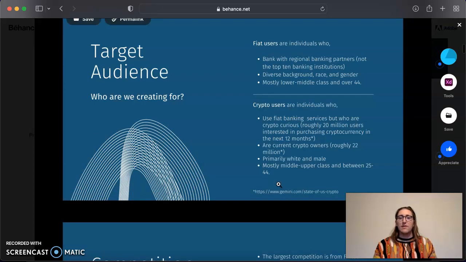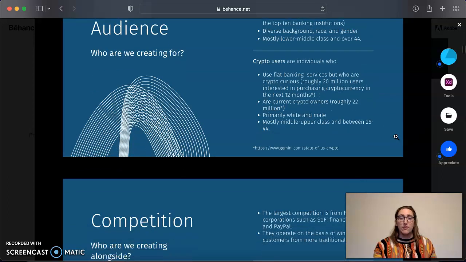My target audience I mainly drew from Gemini Market Research, which is a cryptocurrency exchange, as well as overall general financial market research. As you can see, I divided the users into fiat users and crypto users to tailor the app more specifically to both demographics, at the same time trying not to lose either.